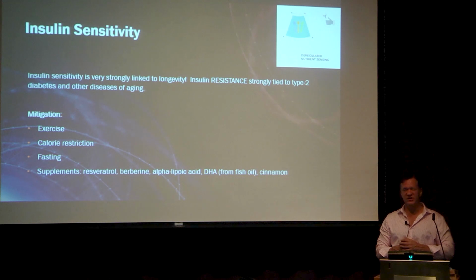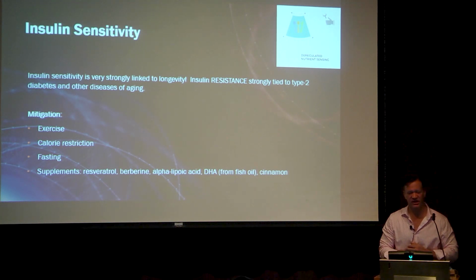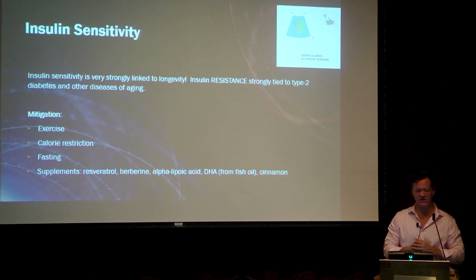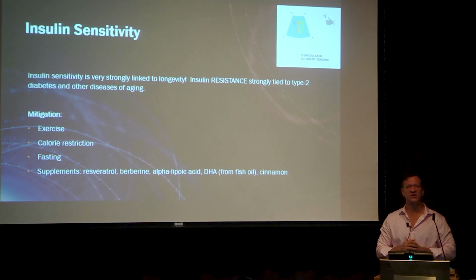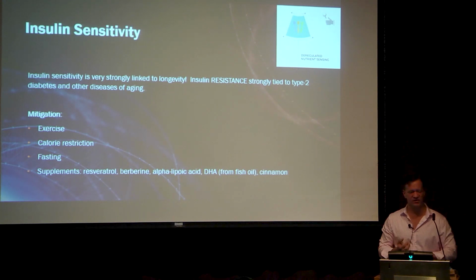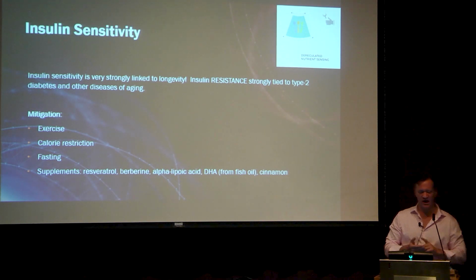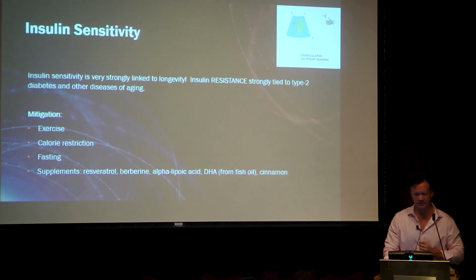Insulin sensitivity, this one's really, really important. This is very strongly linked to longevity, and insulin resistance is strongly tied to many of the diseases of aging, including type 2 diabetes, as well as Alzheimer's disease, which is also often referred to as type 3 diabetes. A lot of things you can do to mitigate this. Exercise will make you more insulin sensitive, calorie restriction, fasting, various supplements, resveratrol, berberine, and so on.